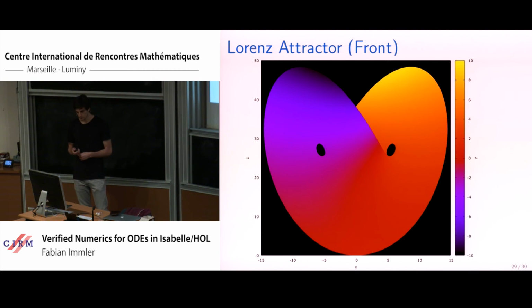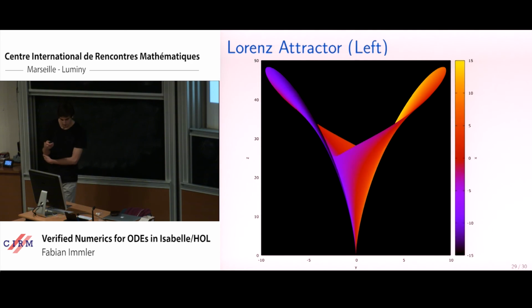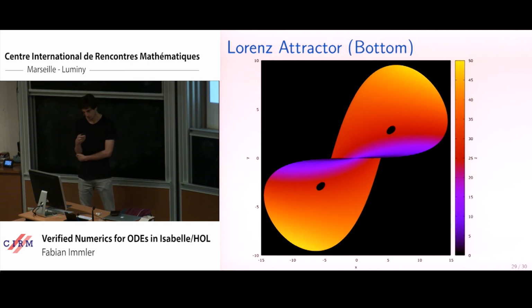And in the course of coming up with this attracting set on the return plane, we need to, of course, enclose the Lorenz attractor. And that's what you see here. So the Lorenz attractor, or a verified enclosure for the Lorenz attractor from the front, from the left, and from the bottom.